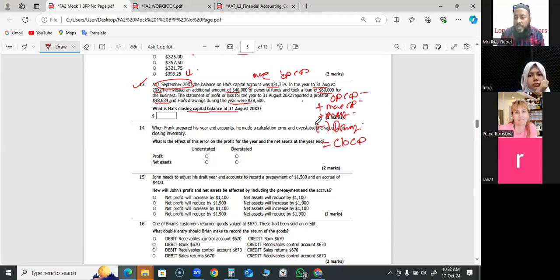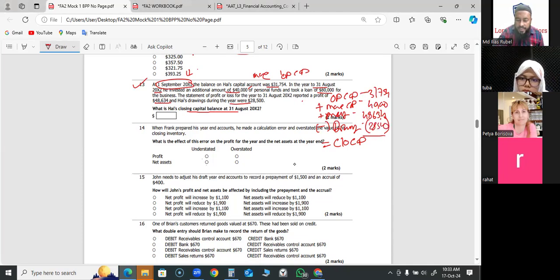And what to do with the loan? Nothing to do. They just gave it to you to make you confused. You don't do anything with the capital. The loan, yeah? That goes into the balance sheet. Okay, so how do you get this? Come on, faster. Give me the answer. 31,754. Plus more introduction of capital is 40,000, more money coming in. I better do it on my calculator, saving my time, isn't it? And 48,634 is the profit, and 28,500.